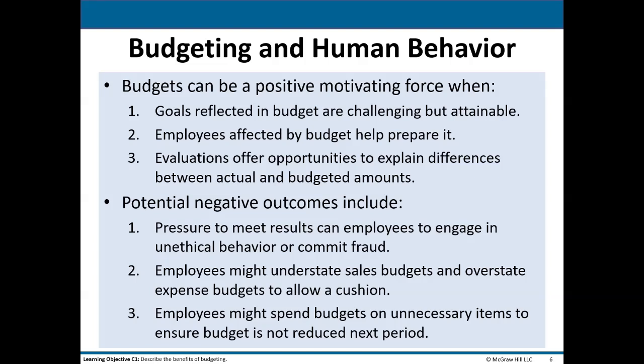However, management has to consider that there are some negative impacts of participatory budgeting. For example, the pressure to meet the results can cause employees to engage in unethical behavior or commit fraud. Remember, that's part of the fraud triangle. Employees may understate sales budgets and overstate expenses to allow a cushion. That's called budgetary slack. And employees might spend their budgeted amounts, even on unnecessary items, just to make sure that they don't get a reduced budget for next period.